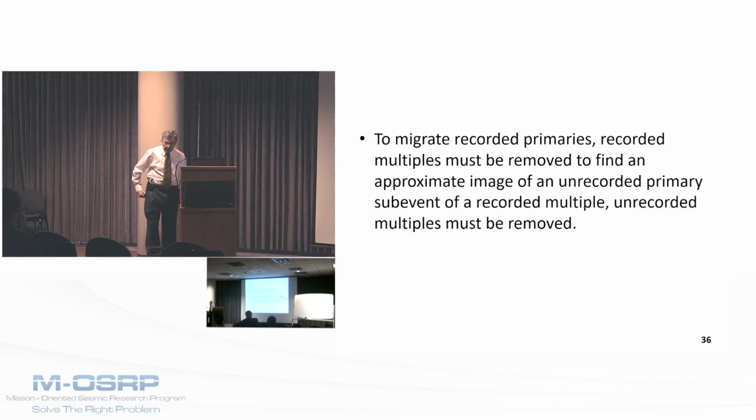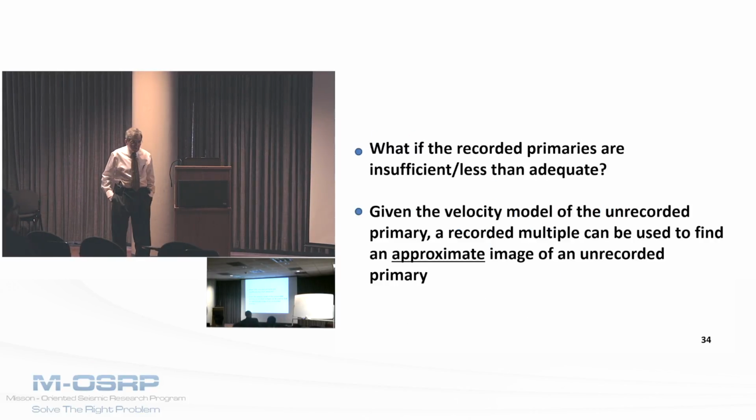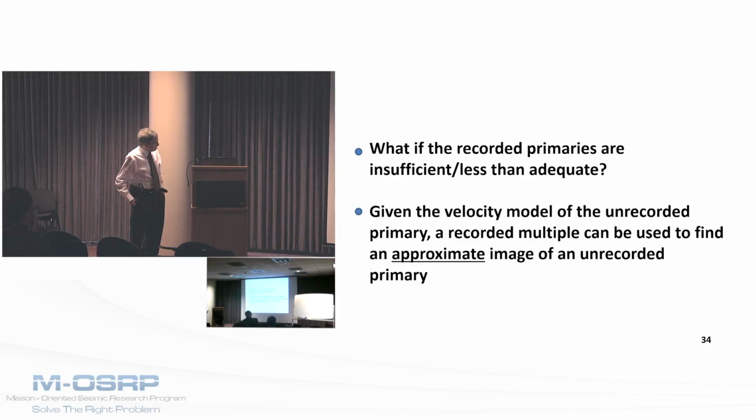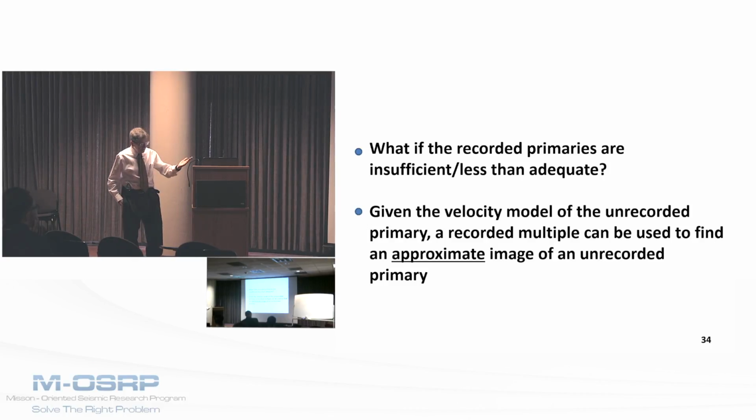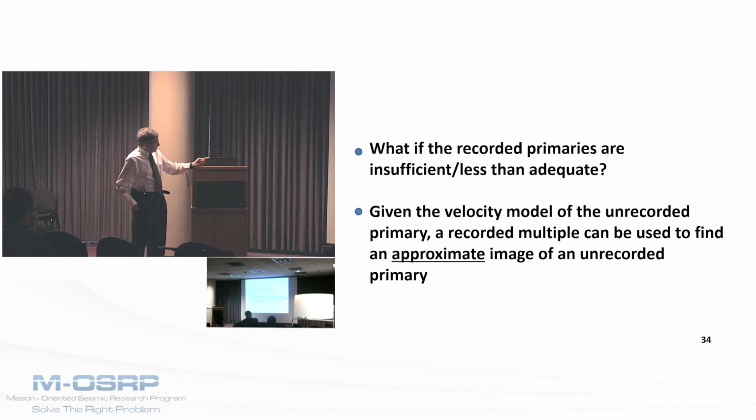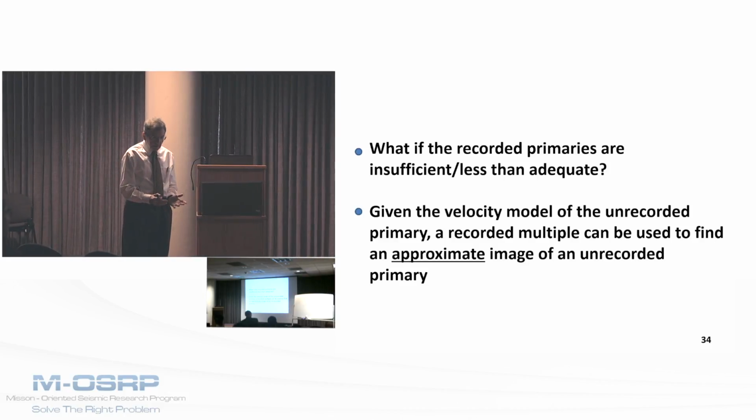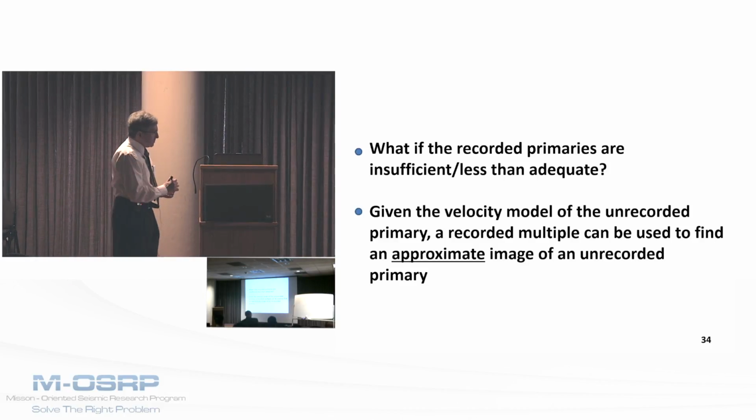But what if we need primaries? But what if you don't record all the primaries? Let's say you have an insufficient. So for a given velocity model of an unrecorded primary, as we know, there is a significant activity of using a recorded multiple.